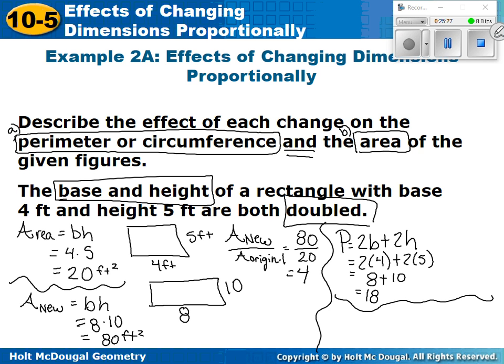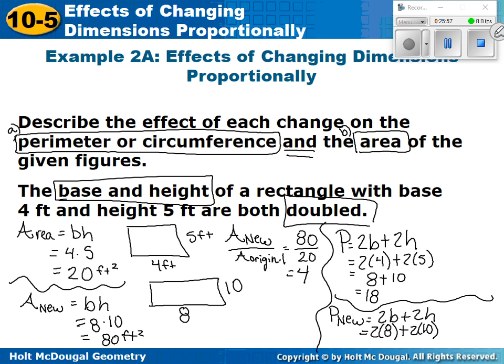And now we're going to find the new perimeter, which is still 2 base plus 2 height. What's the new base? Come on, guys, don't zone out. Stay with me. What's the new base? 8. What's the new height? 10. So now we're going to have 2 times 8 plus 2 times 10.